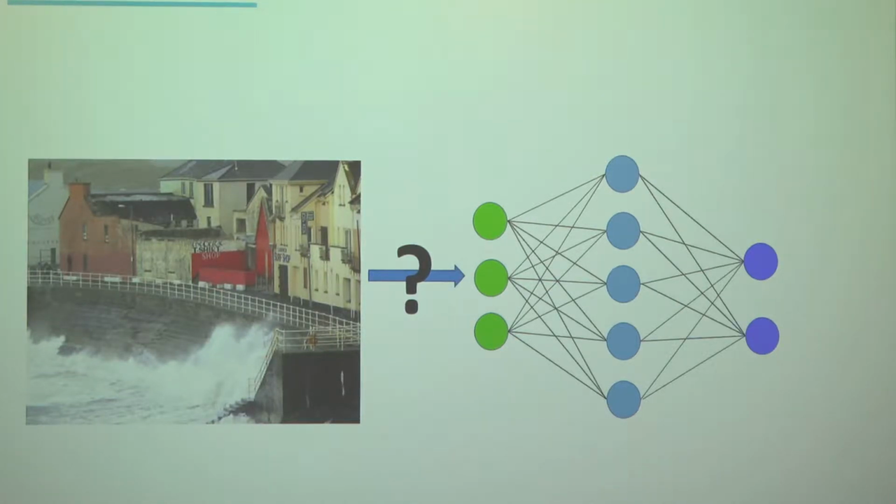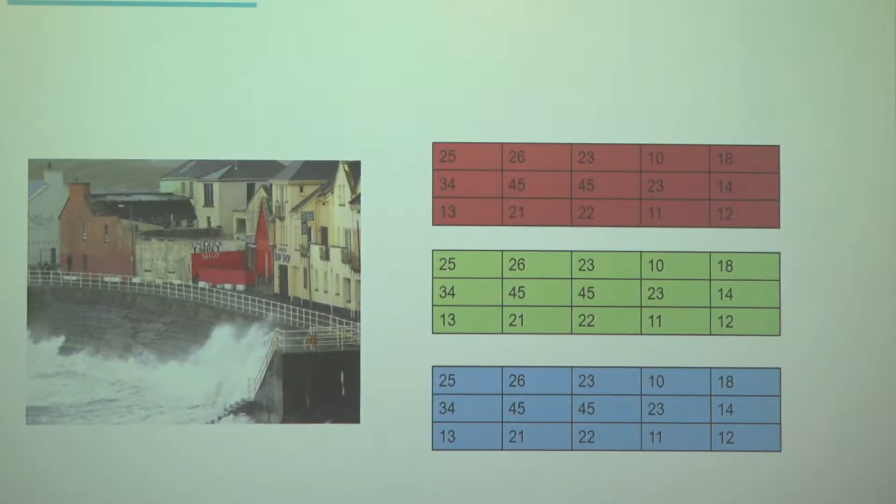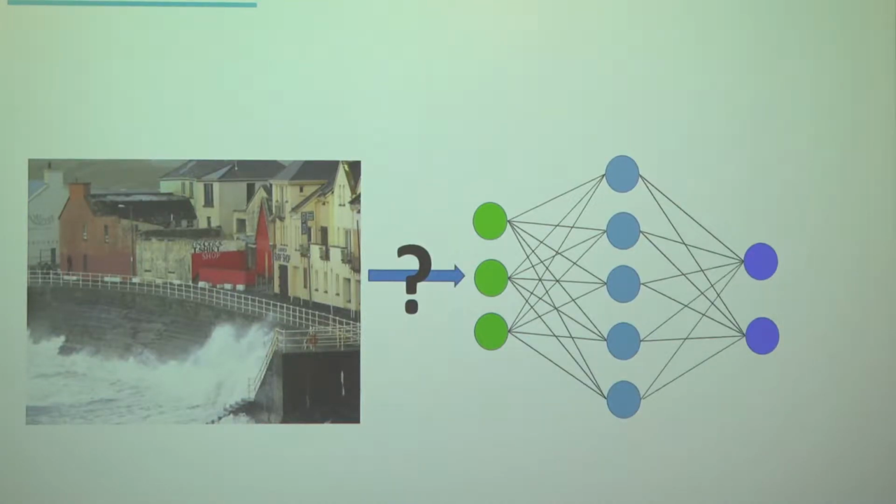Another thing to think about is that there's an awful lot of information in images. If we have three channels for red, green, and blue, and each of those channels is densely connected to a hidden layer, you have an awful lot of weights that need to be adjusted to train your model. So it's not necessarily a very efficient way of training a network.